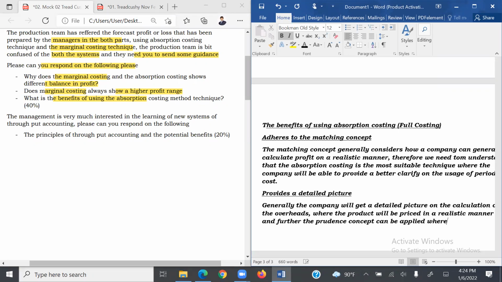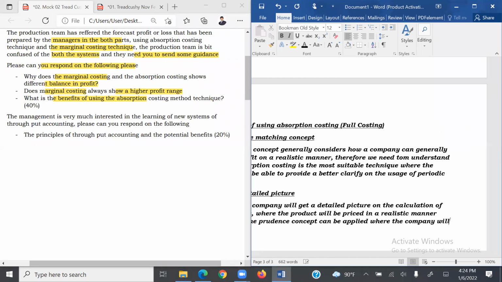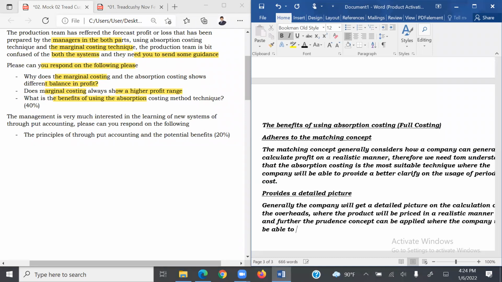where the company will be able to understand a better break-even analysis, where the decision making will become better. Students get this understanding very clearly at the moment.